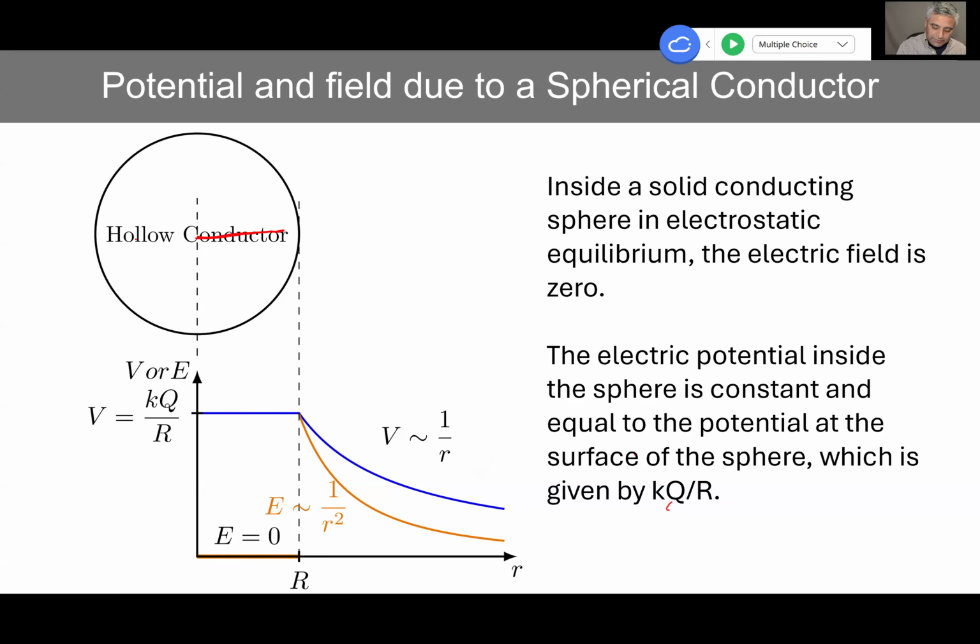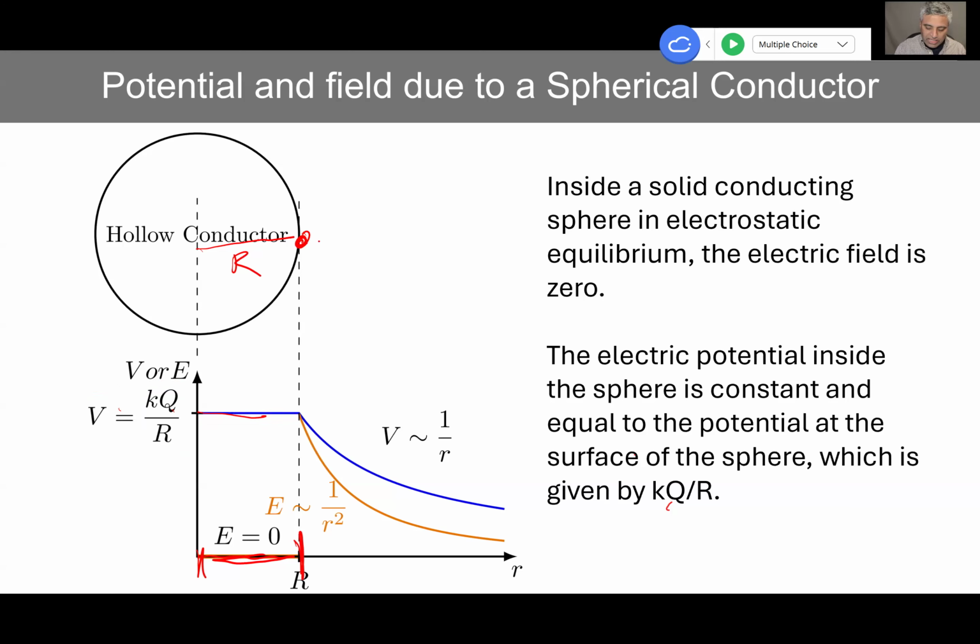Inside the conductor, what happens? Field is zero. We already talked about that. Potential is constant, whatever it is, and its value is the same as it would be at the surface. So here it has a radius r. In this plot, you see the field is zero all the way, but the potential is this much, and its value depends on k, q, and r.